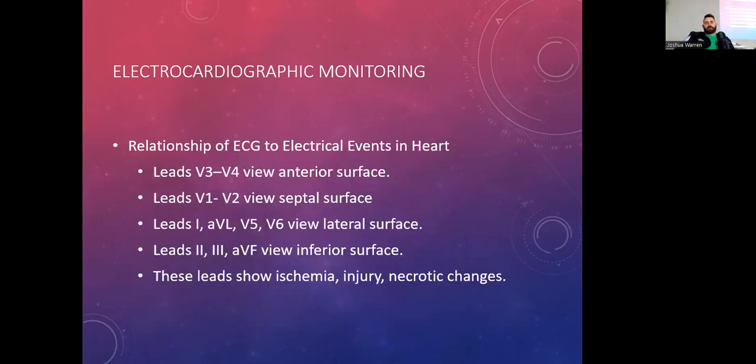So, relationship to electrical events. Leads V3 and V4 look at the anterior surface of the heart. V1, V2 look at the septal. 1, AVL, V5, V6 is lateral. And 2, 3, AVF show inferior changes. Or if you wrote down what I said earlier, I see all leads: 2, 3, AVF, V1, V2, V3, V4, V5, V6, AVL, and 1. You've got it in kind of a sequential order. For me personally, if things are in a sequential order, it is easier for me to remember them.